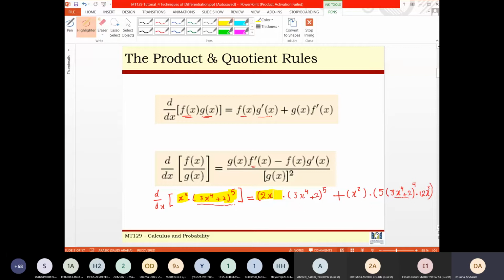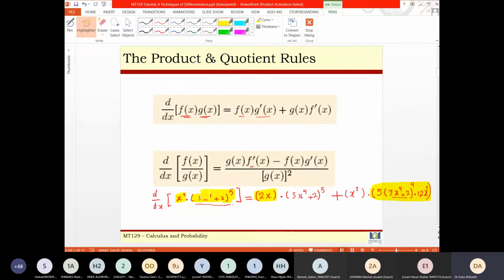The derivative of the first times the second, and the second times the derivative of the first. And notice the second is a cos to the power 5. We mentioned this before, right? We mentioned before the derivative of a bracket of a function inside it: it's the derivative of the bracket multiplied with the derivative of what's inside the bracket.